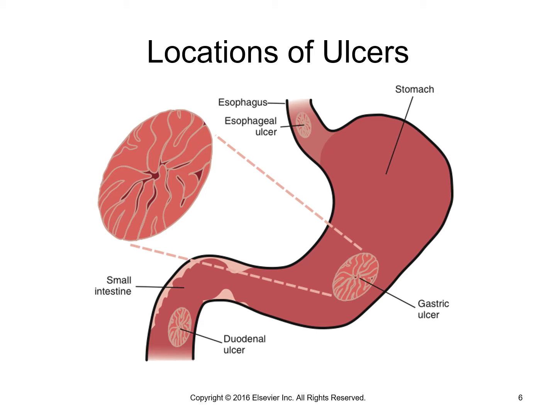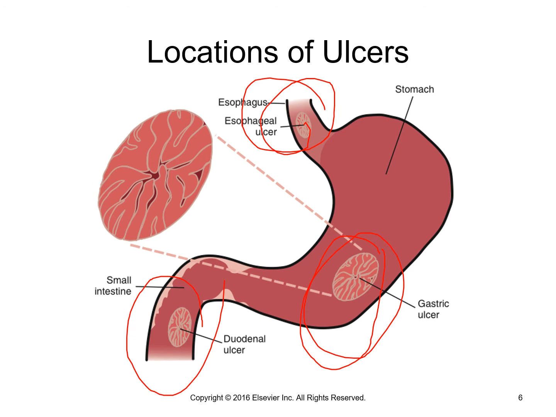These are the locations of ulcers that we talked about earlier. Esophageal ulcers are in the lower part of your esophagus. Gastric ulcers are located in your stomach itself, and duodenal ulcers are towards the entrance of your small intestine from your stomach.